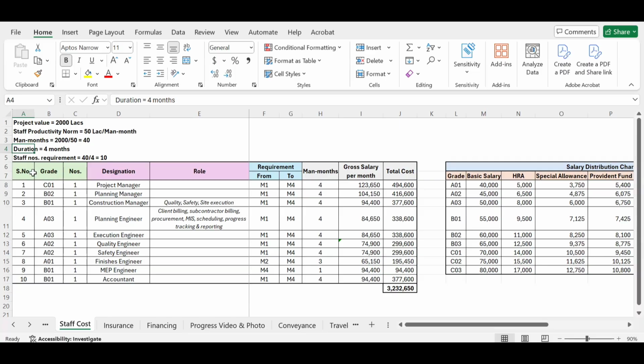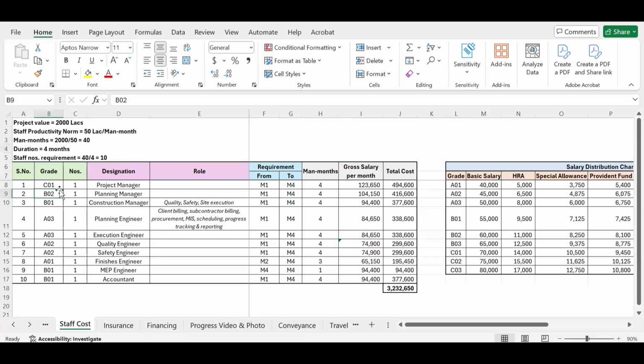Now what I have to do is identify what all staff will be required based on designation. Certain staff will be very mandatory at site, like you will have to have one project manager, one safety manager at site, one quality manager at site, then one construction manager at site, accountant, MEP engineer at site. So you have to mention the designation of every staff, which is the 10 staff.